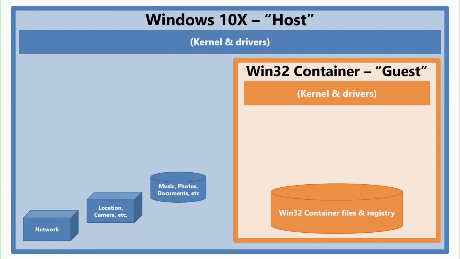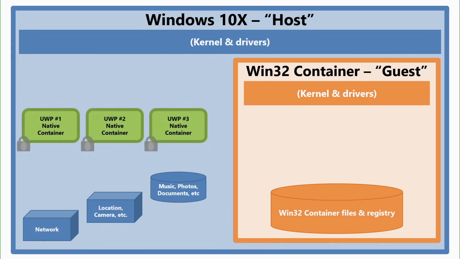And so this is how the basic system is laid out. Now let's see how applications run in this environment. On the left here, inside the Windows 10 host operating system, we have 3 UWP applications all running in their own native containers. And you can see the little lock icons there representing that these are secure app containers, and the applications have access to no resources that have not been authorized by the user.